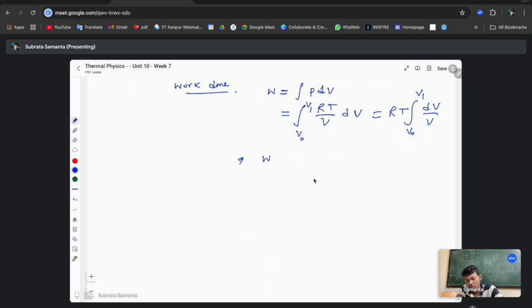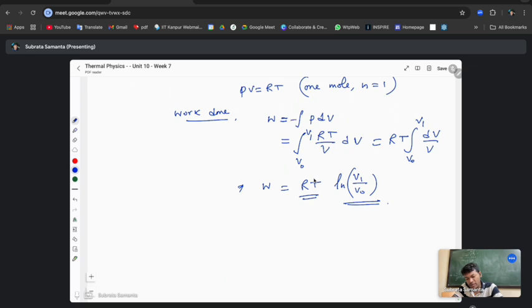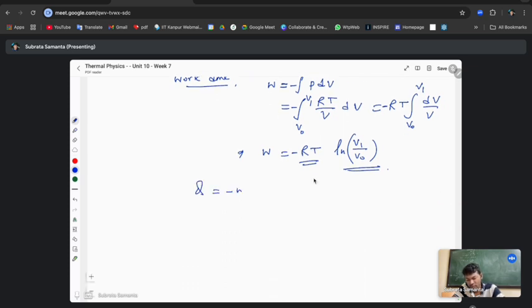Therefore W equals RT ln V1 over V0. This is a log, ln V1 over V0, times RT. This is basically minus P dV, and according to the sign, since dV is negative, dW is positive. If we choose a sign convention, then delta Q equals minus delta W. This implies that Q equals RT ln V1 over V0. So this is your formula.